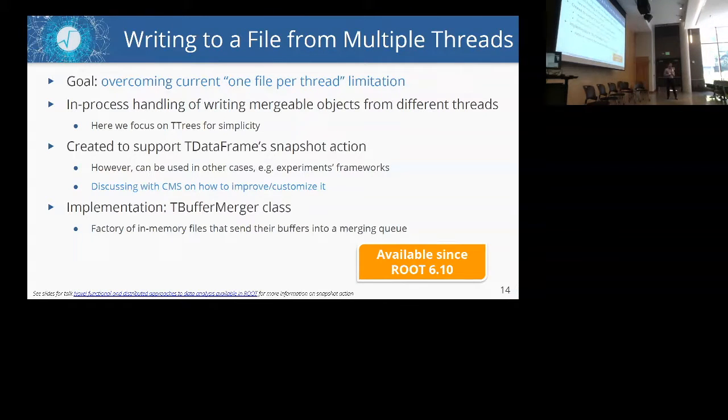One of the things is that there's no control. Well, I think I need to explain how it works first, and then I'll mention this. So the new class is called the TBufferMerger, and it's basically just a factory of things that look like TMemFiles, but when you write on them, they put the data on a queue. This has been added in ROOT 6.10.